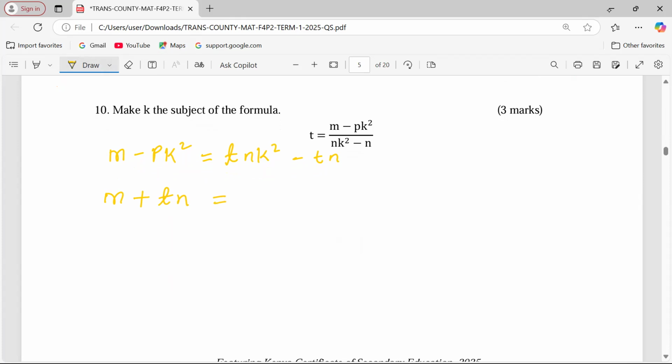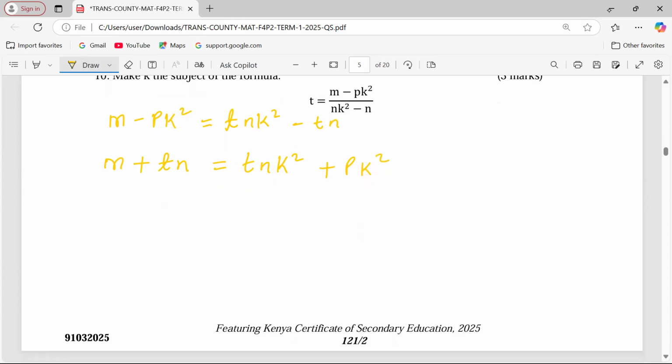Then now, we already have TNK squared. Then PK squared, which is negative, now becomes positive to the right, PK squared. You see, K squared is now on the same side, so we can factor out K squared to remain with TN plus P. This is equal to M plus TN.